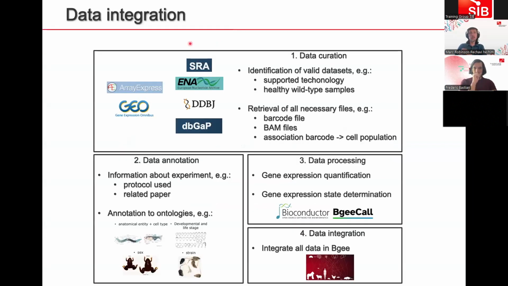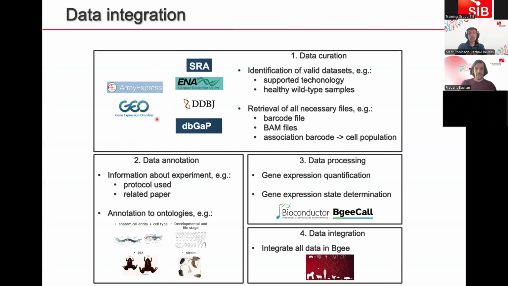As I showed you, we have different types of data in Bgee. So for this, we curate all the different types of data from their raw sources, so the Sequence Read Archive, GEO, ArrayExpress, and so on. We identify valid data sets, so it needs to be a technology we support. Notably, there's a wide variety of single-cell technologies we'll speak about later this morning. Some we support and some not yet.